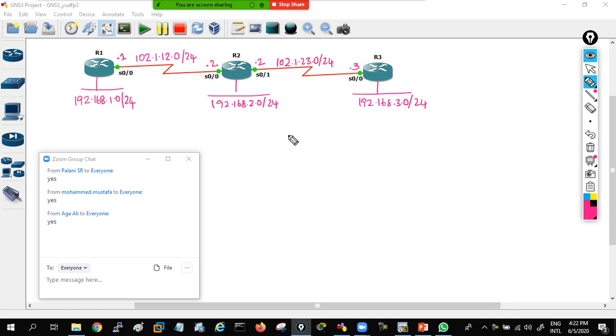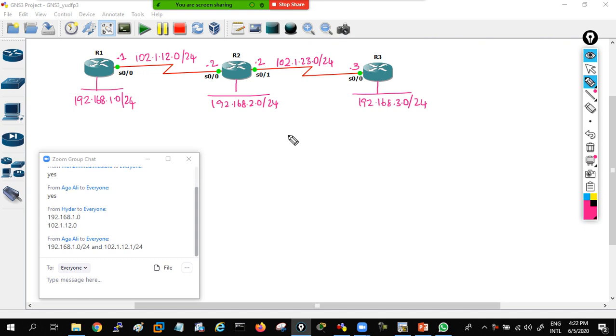What are the connected networks in router 1? 192.168.1 and 102.1.12. And same for Mr. Ali, it's correct. And what about Palani and what about Mustafa? What about Rizwan? Mustafa, you are right.